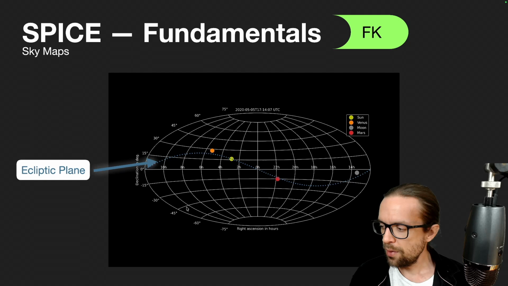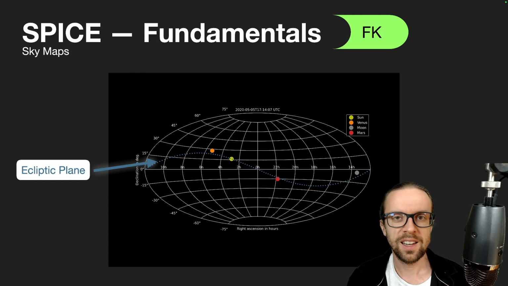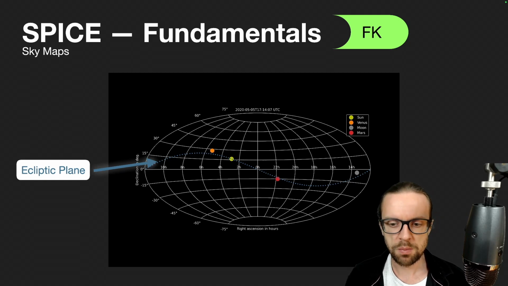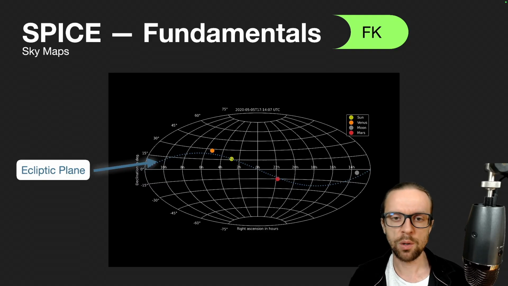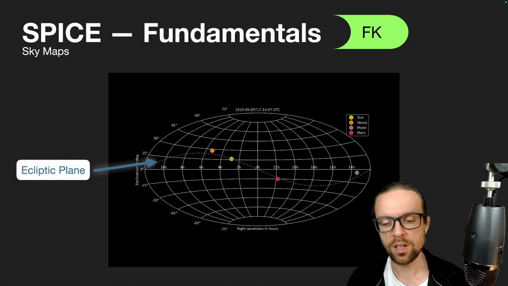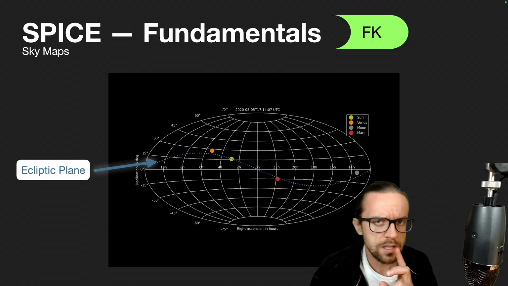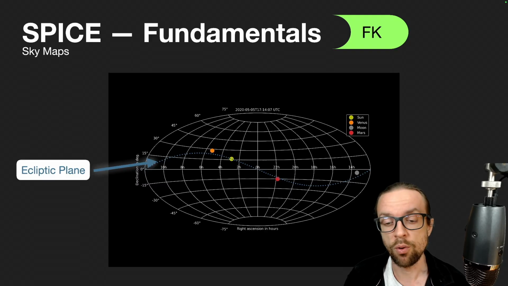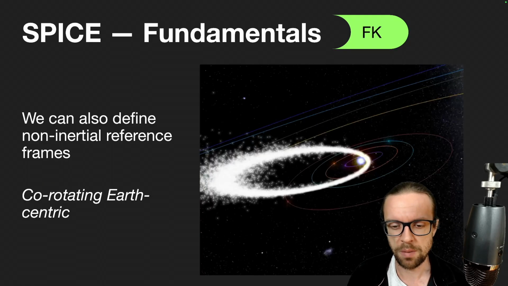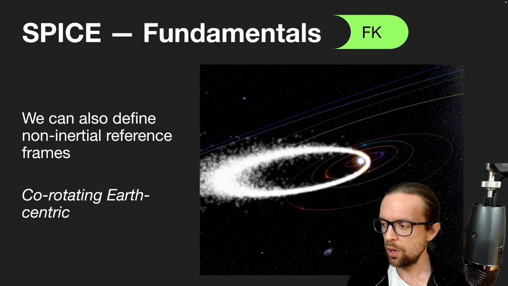Now, another thing I want to show you. This is an inertial coordinate system, which means that it's completely time invariant. It doesn't matter whether we look at it now or in 200 years. Ecliptic J2000 is ecliptic J2000. So why bother about non-inertial coordinate systems? This is something I want to show you now for another scientific domain, namely meteor research.